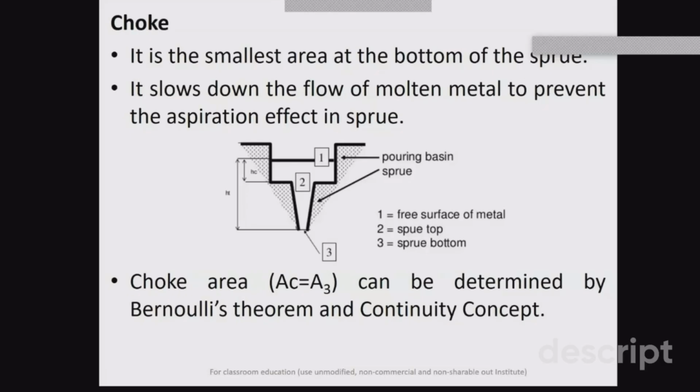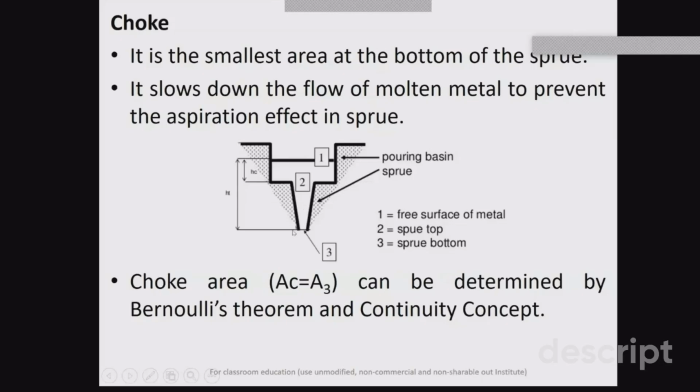We have already studied that if the sprue is of straight, cylindrical shape, then there will be a sudden flow of material, due to which there is a pressure difference, or lowering of pressure, in the liquid column. This results in the aspiration effect, which means the entrapment of gases and atmospheric oxygen inside the molten metal flow.